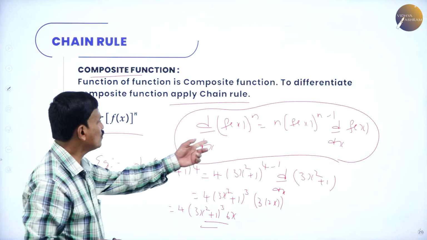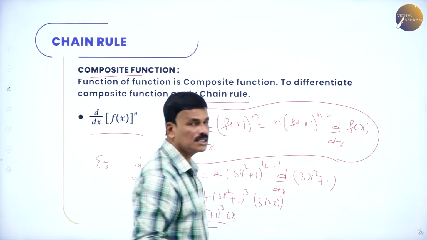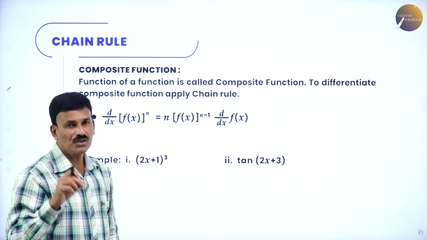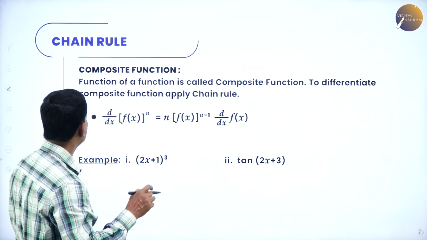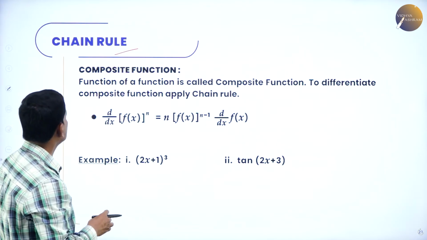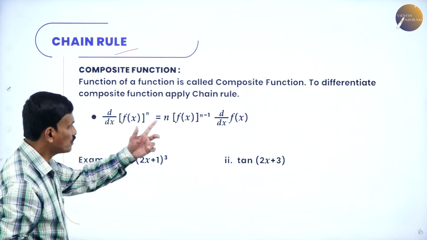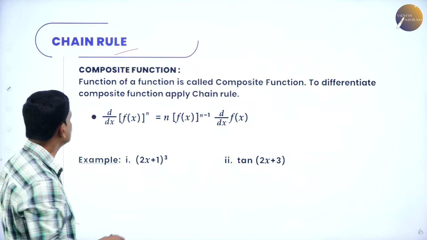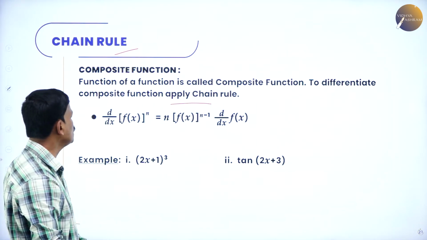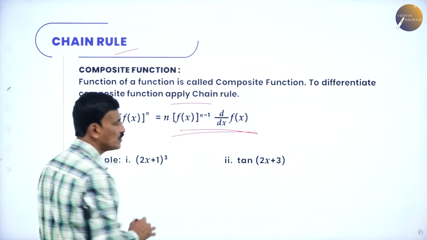So d by dx of f of x to the power of n is n into f of x to the power of n minus 1 into d by dx of f of x. Okay, let us take a few problems. Usually you will get a one mark question from this concept. So, 1 mark. Let us explain the chain rule once again. A function of a function is called a composite function. To differentiate the composite function, we are going to apply the chain rule, that is d by dx of f of x to the power of n is n into f of x to the power of n minus 1 into d by dx of f of x.